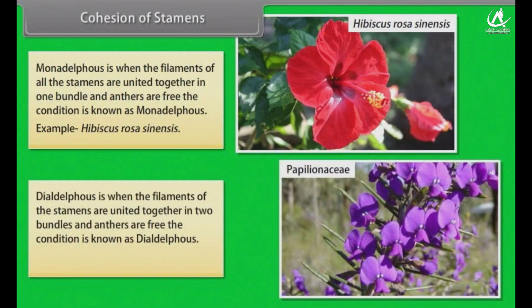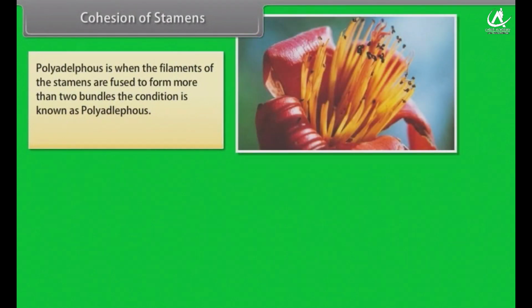Didelphous is when the filaments of the stamens are united together in 2 bundles and anthers are free. The condition is known as didelphous. Example, Papilionaceae. Polyadelphous is when the filaments of the stamens are fused to form more than 2 bundles. The condition is known as polyadelphous. Example, Citrus.